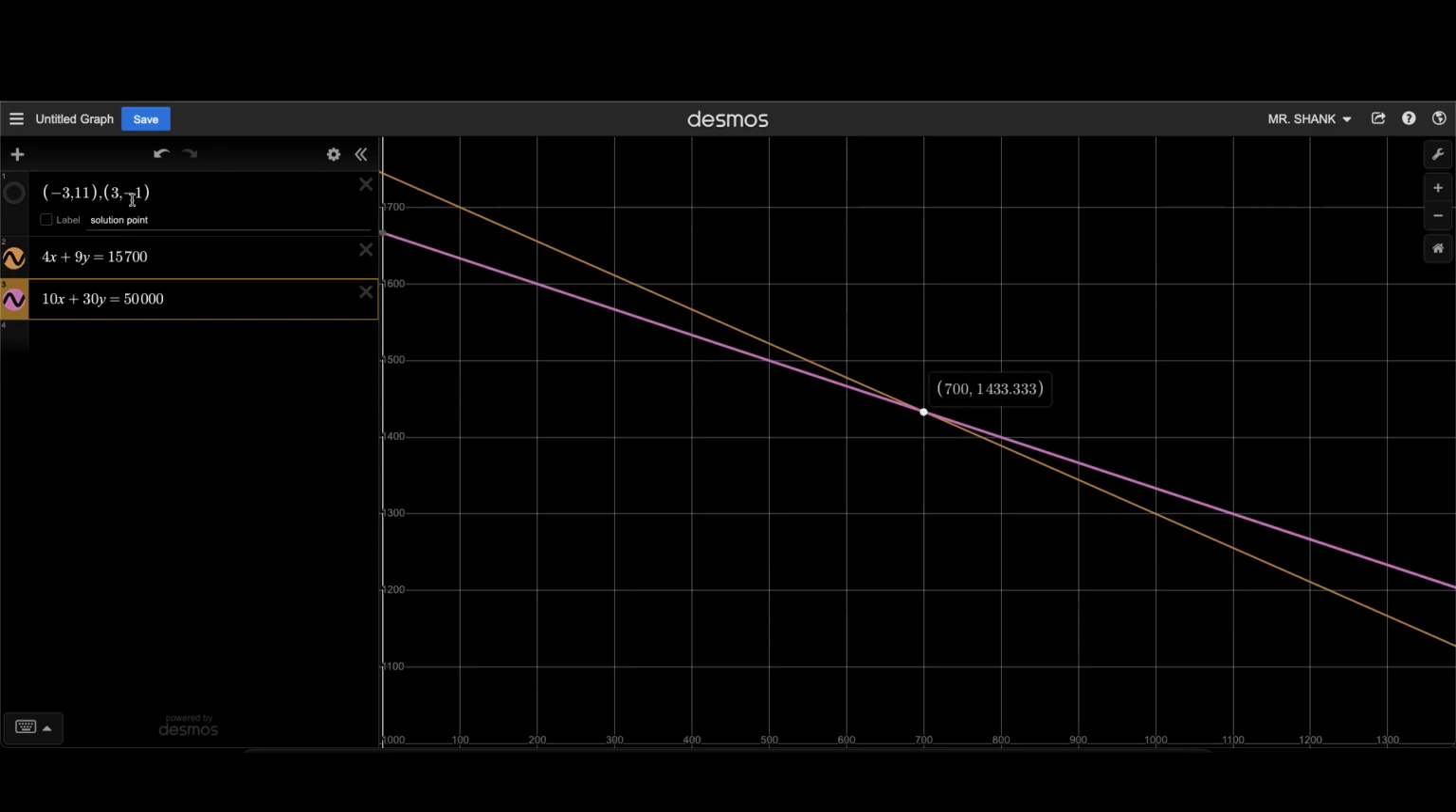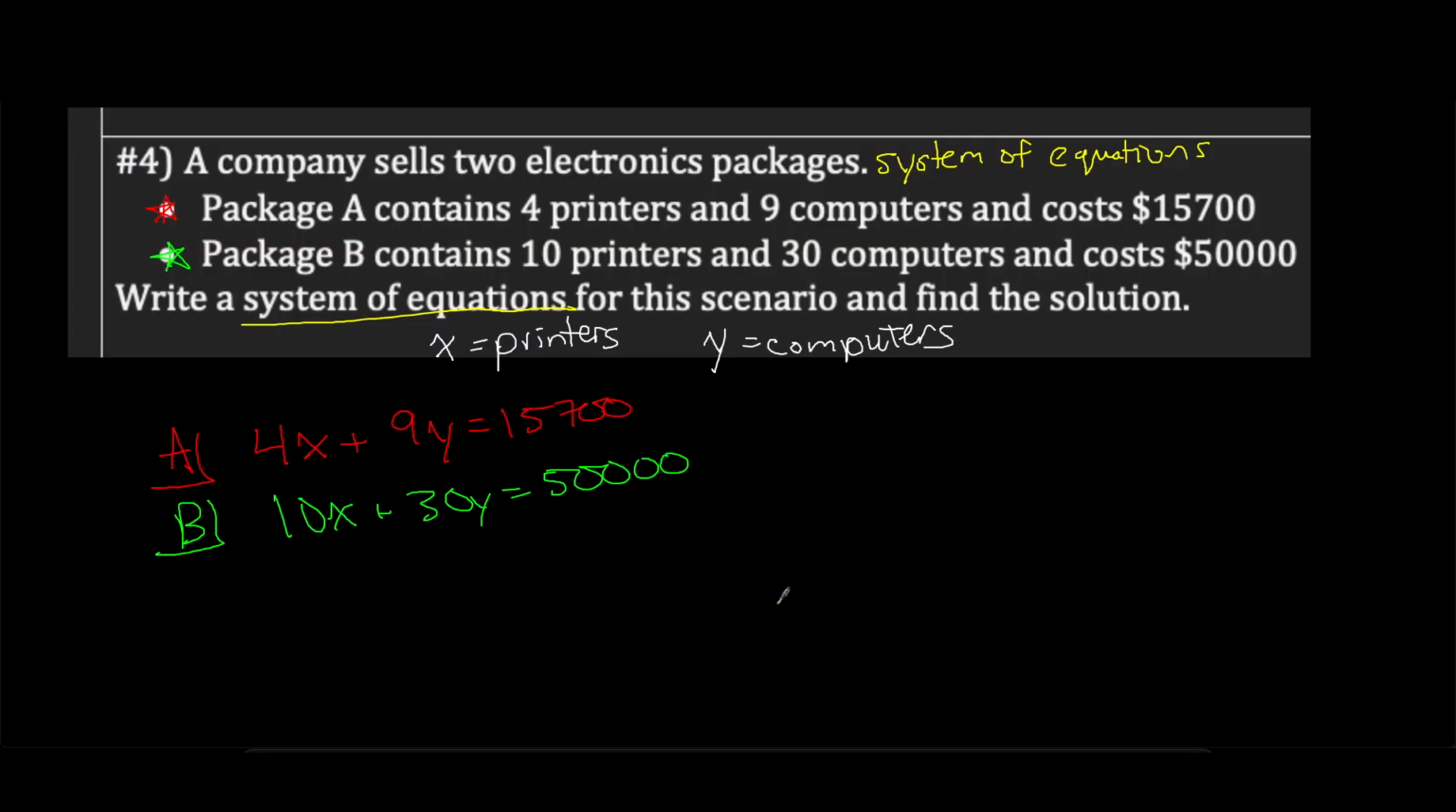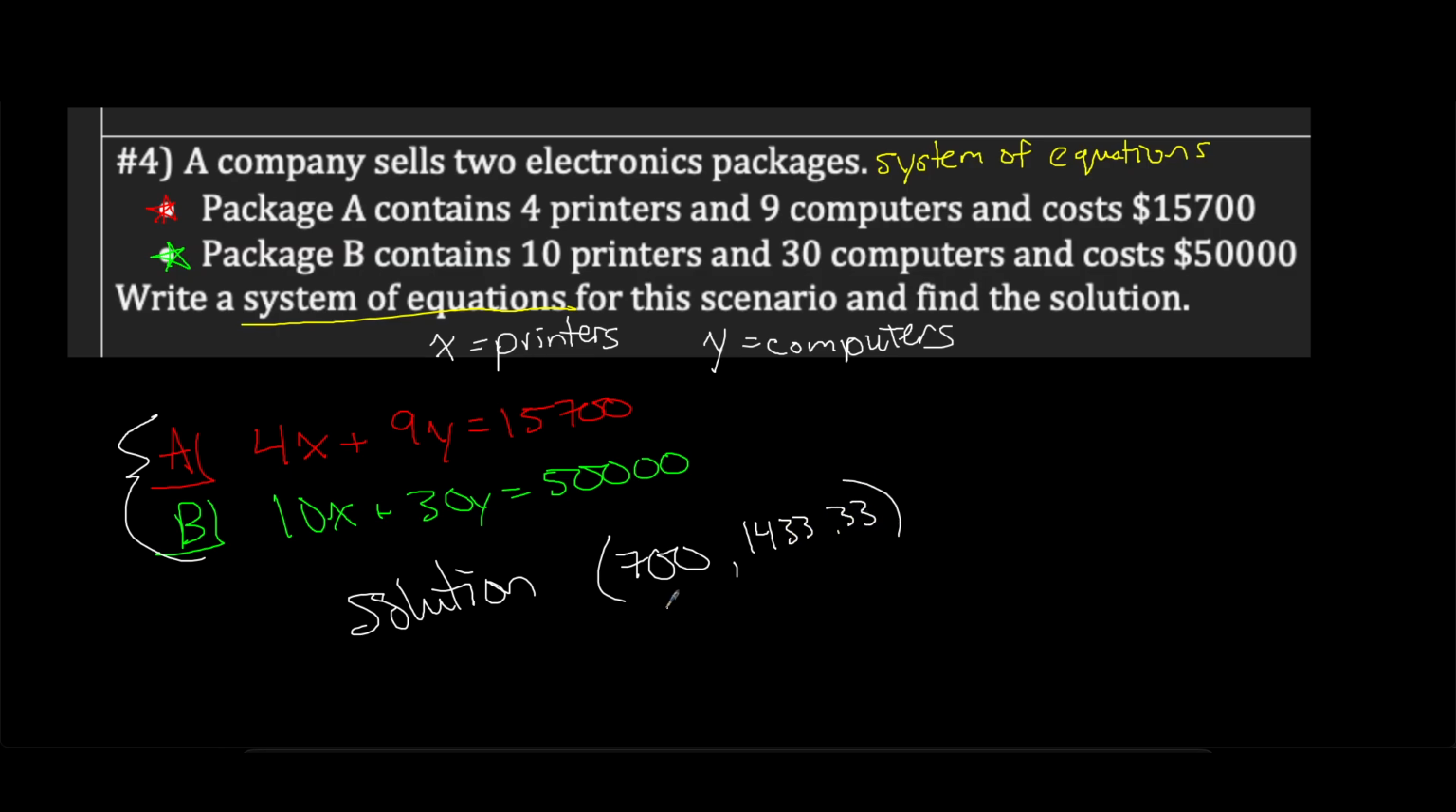Again, it highlights it for you on Desmos, so it's really nice and simple for you guys to see. So I can say, again, at this point is where they cross, and so that's what I'm going to write down. Here's our system that I asked for. We're going to say a solution is at 700 and 1,433.33. And what does that mean for our situation?